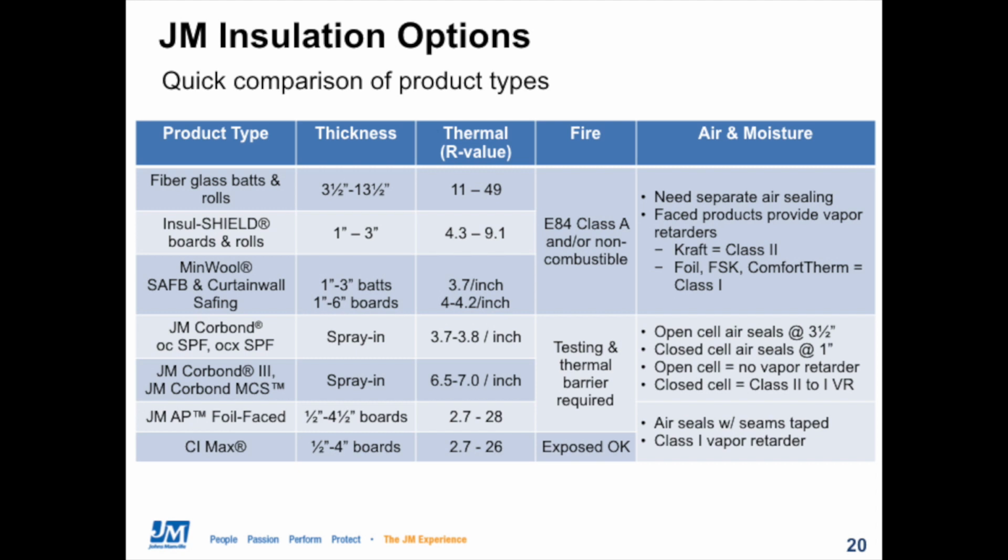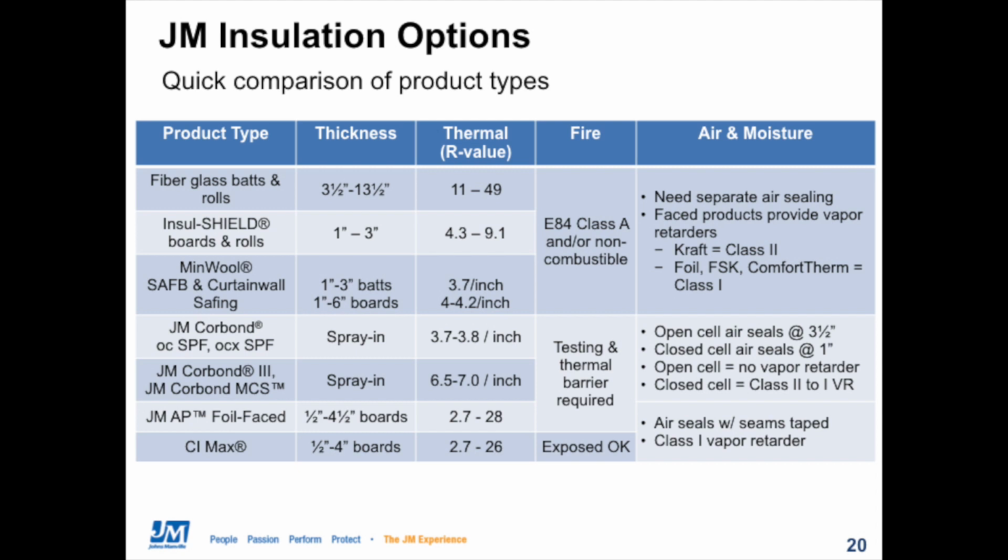So to wrap up, or to start to wrap up, let's first summarize and compare some of the different insulation products that Johns Manville makes that we've talked about today. The table on the slide is fairly full, but it's really just meant to summarize different product types, showing their different thicknesses, their different thermal performance or R values, and then how they tend to perform in things like fire or for air sealing and moisture control.